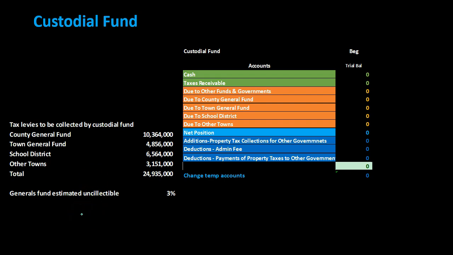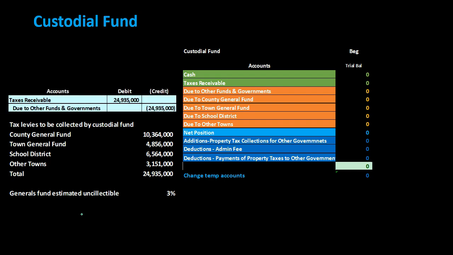There will be general fund estimated uncollected of 3%. So the first thing we're going to say is that we have taxes receivable as we assess these items for the total of all of these items at the $24,935. That's what the receivable is going to be in the custodial fund, the holding fund that is going to be related to all of these other locations, county, town, school, other towns.